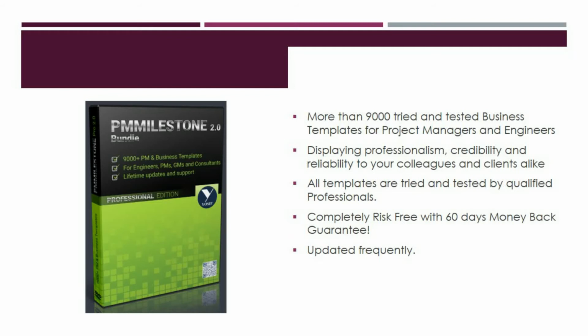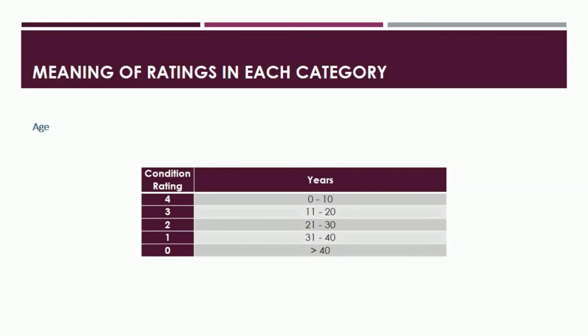So now let us go over the different categories that compose the disconnect health index. Of course, the first category is age. A rating of 4 means that the disconnect or cutout is between 0 to 10 years of age. A rating of 3 means that it is between 11 to 20 years of age. A rating of 2 means it is between 21 to 30 years of age. A rating of 1 means that it is between 31 to 40 years of age, and any disconnect or cutout over 40 years of age, we will assign a rating of 0.